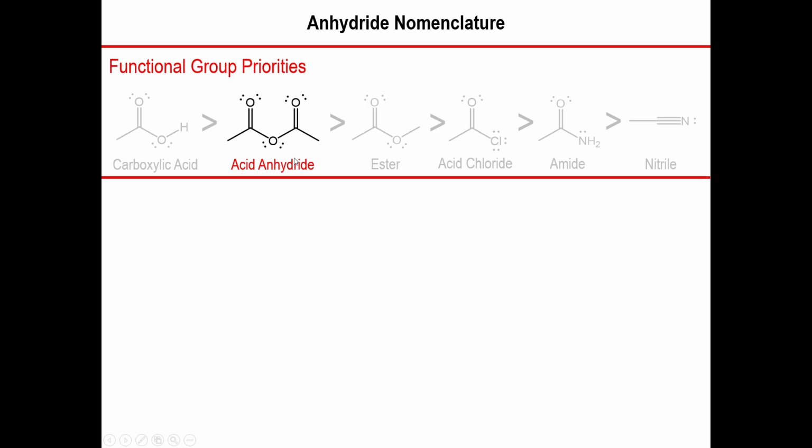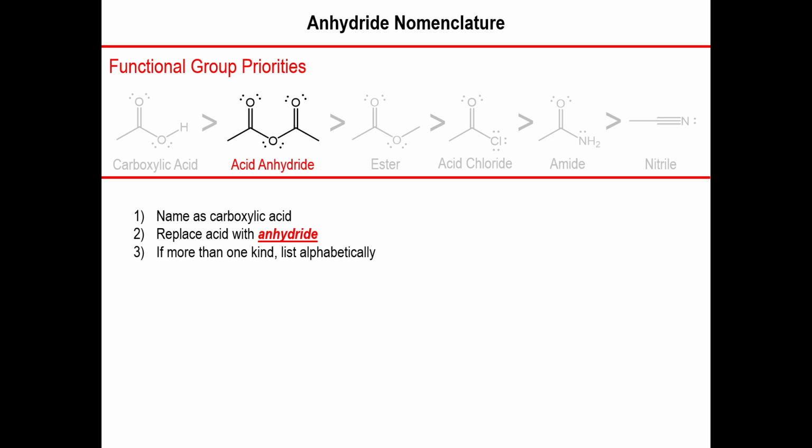Hence the name anhydride. All right, so as far as how you name these things, you name them as you would normally name a carboxylic acid. And once you do that, the only extra requirement is that you add the suffix anhydride at the end of the name. So, generally speaking, it's not too difficult to name these things.